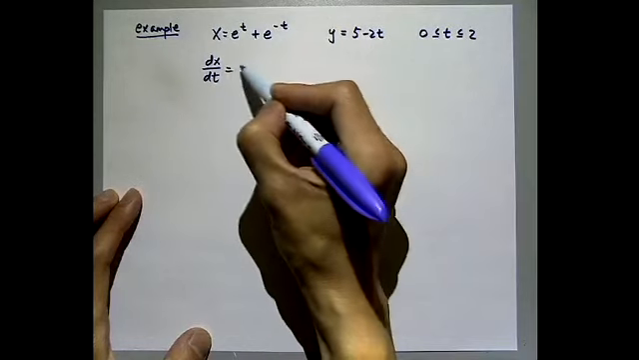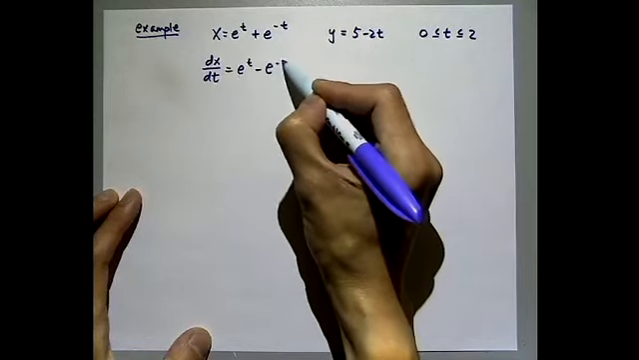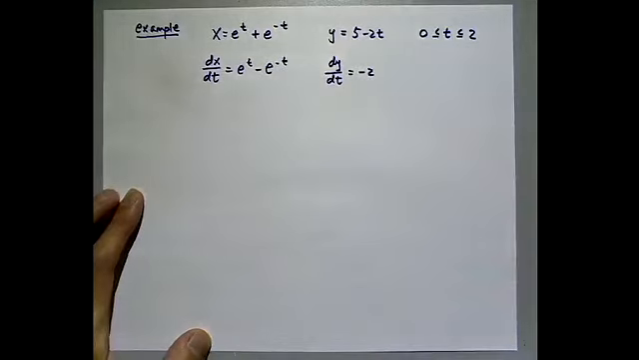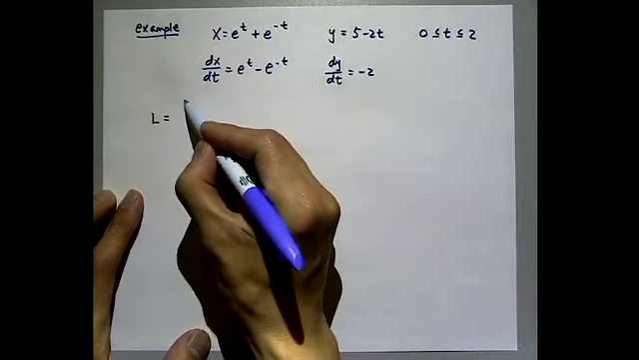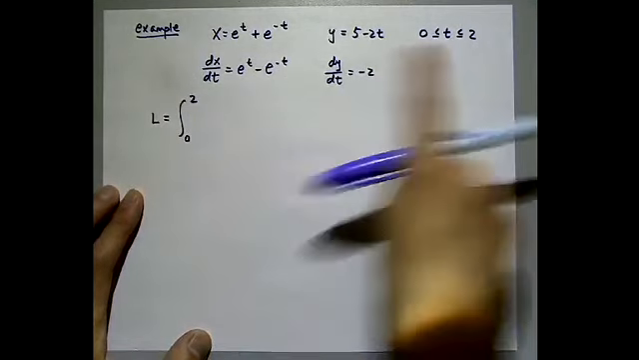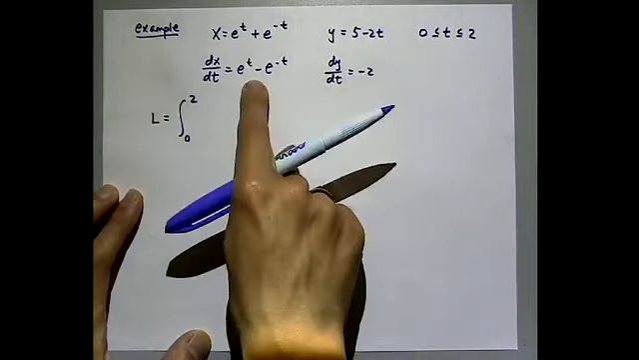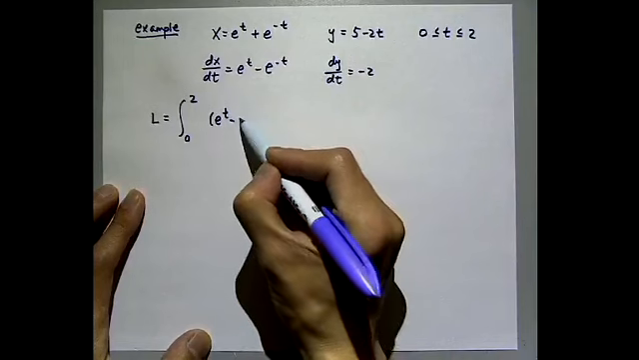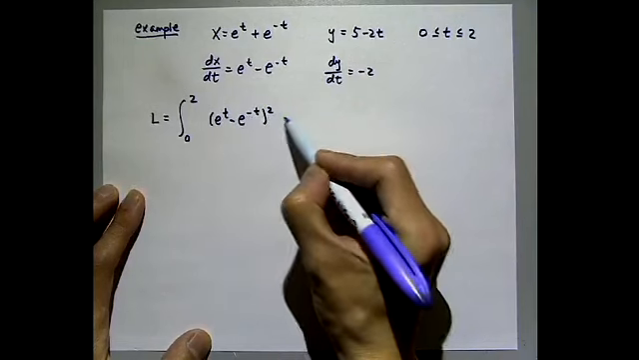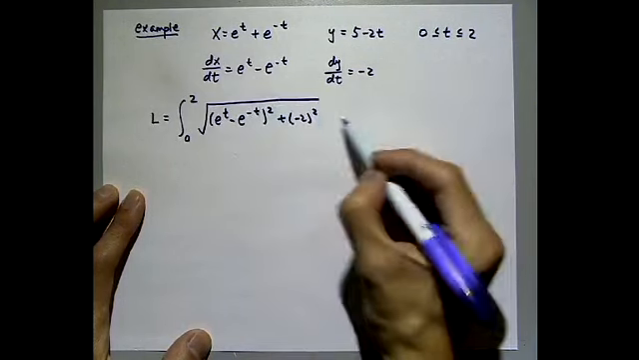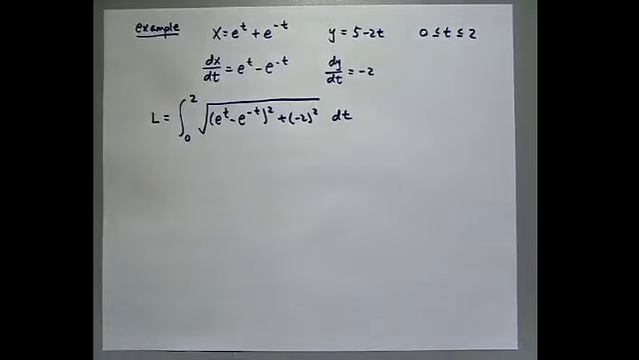dx/dt is e to the t minus e to the minus t. dy/dt is negative 2. Then we integrate 0 to 2. Those are bounds of t. That thing squared plus that thing squared, all under a radical. We'd integrate with respect to t.